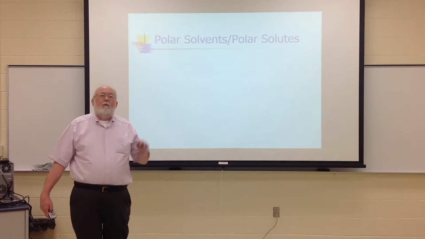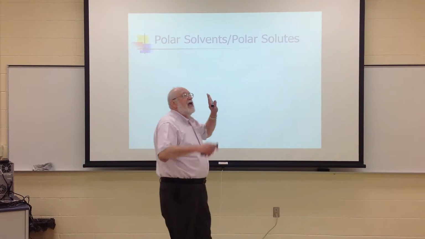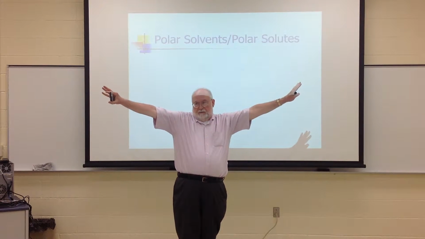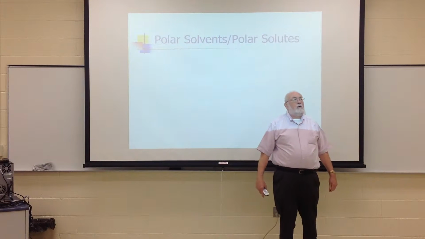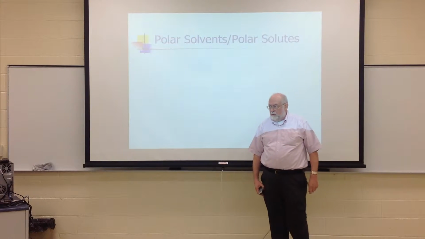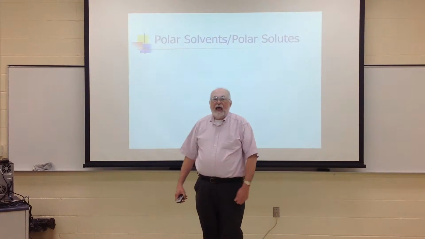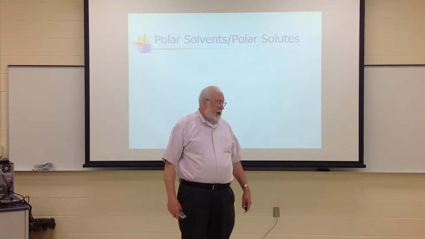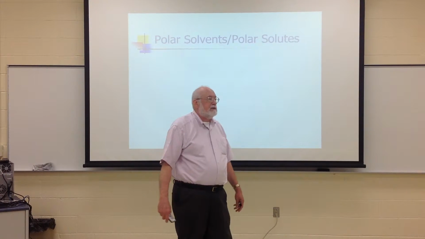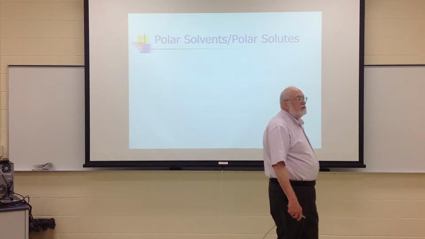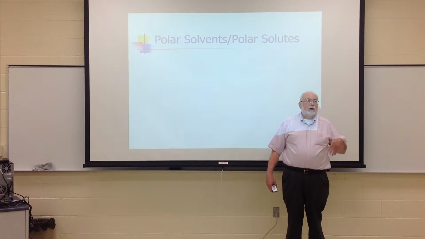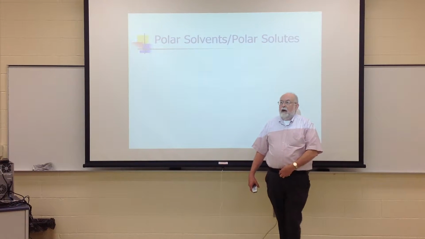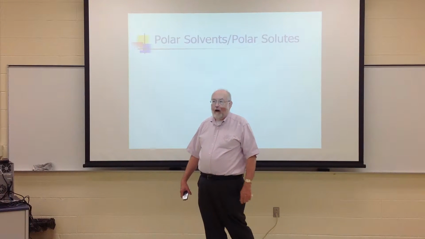Alright, so what happens if we put together two polar compounds, a polar solvent and a polar solute? Well, let's think of them independently first. Let's suppose we have something like sucrose, good old table sugar. It can hydrogen bond with itself, and it does, because what is the physical state of sucrose at room temperature? It's a solid. So it obviously has pretty strong interparticle forces between the molecules. Well, they're going to turn out to be hydrogen bonds.